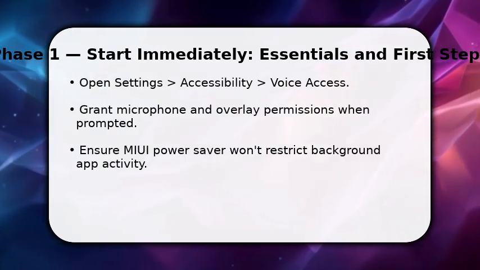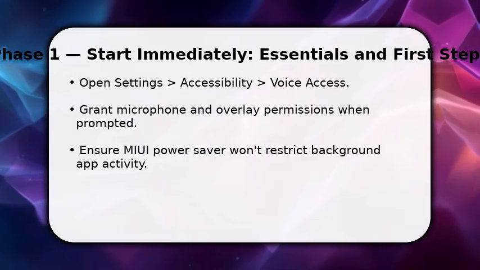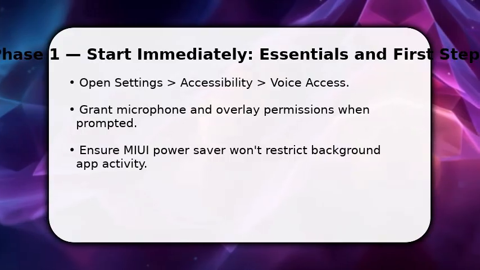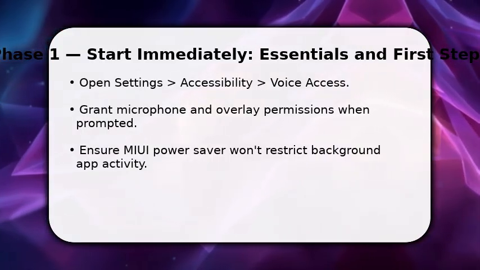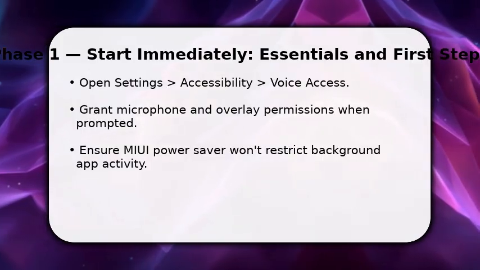You start by turning voice access on, not by staring at menus. Open Settings, go straight to Accessibility, then select Voice Access. Tap Enable and accept microphone and overlay permissions so the system can hear and show labels. Once done, make sure MIUI battery settings allow the app to run in background, otherwise commands may stop.